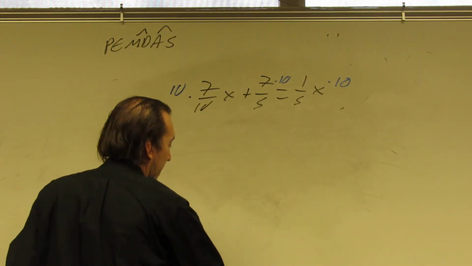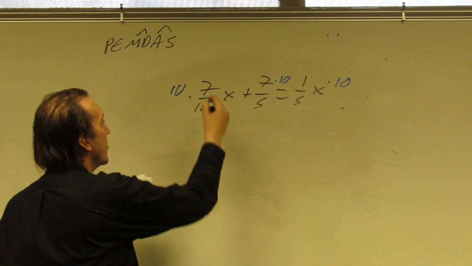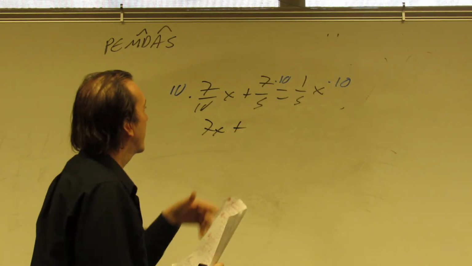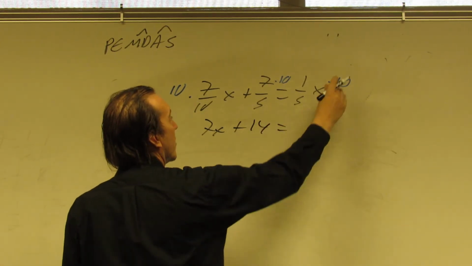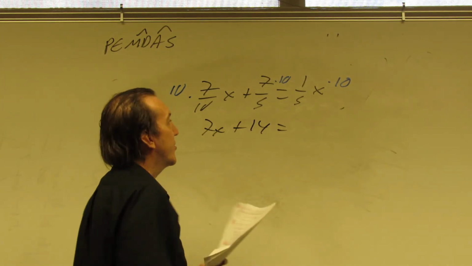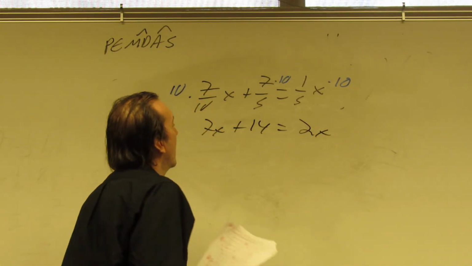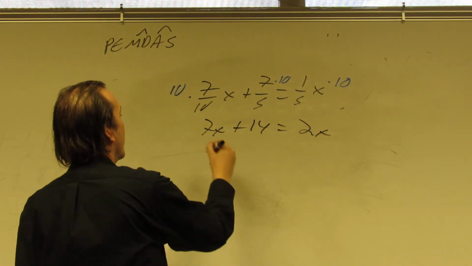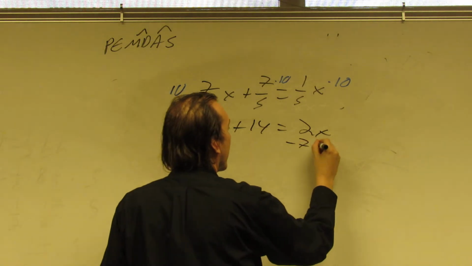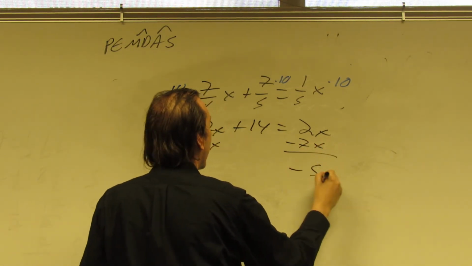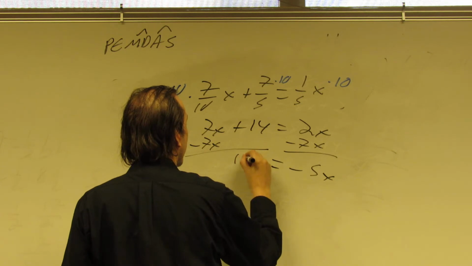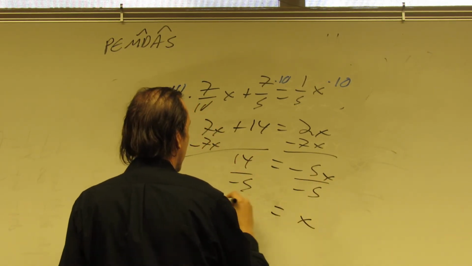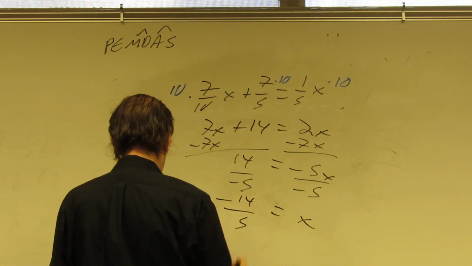When we do that, 10 divided by 10 is 1, so we're left with 7x, plus 10 divided by 5 is 2, times 7 is 14, equals 10 divided by 5 is 2x. Alright, so I'm going to move all my letters to one side and my numbers to the other. So subtract 7x. We get negative 5x equals 14. Divide both sides by negative 5. X equals negative 14 over 5.